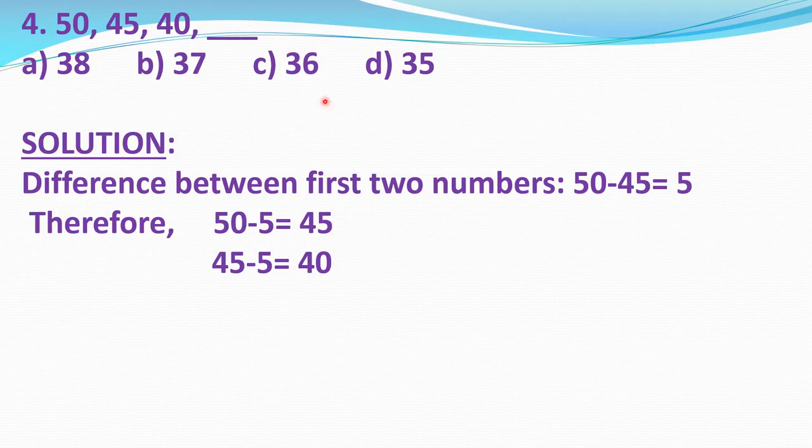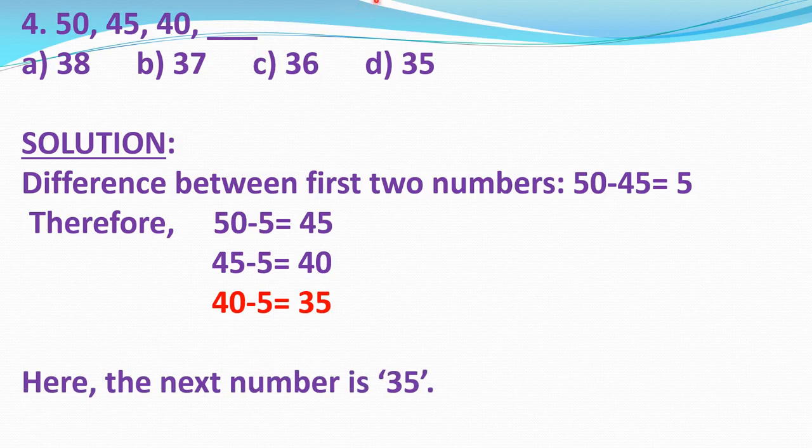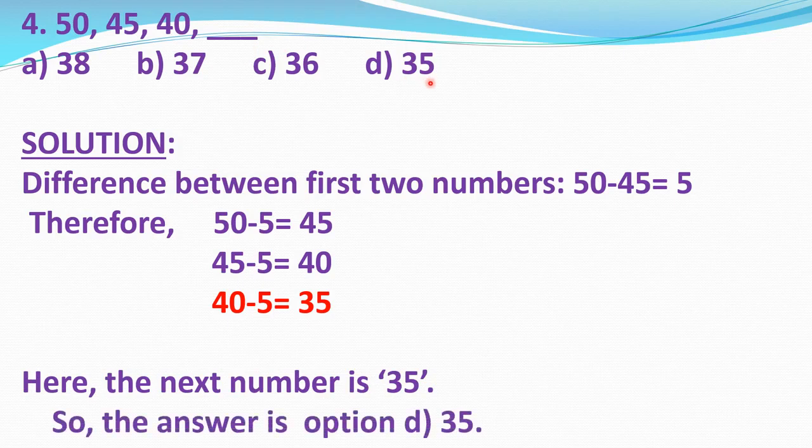So to find this number, we have to subtract 5 from 40. We have to subtract 5 from 40. So 40 minus 5 is equal to 35. So our next number is 35, and it is in option D. So option D is correct, 35.